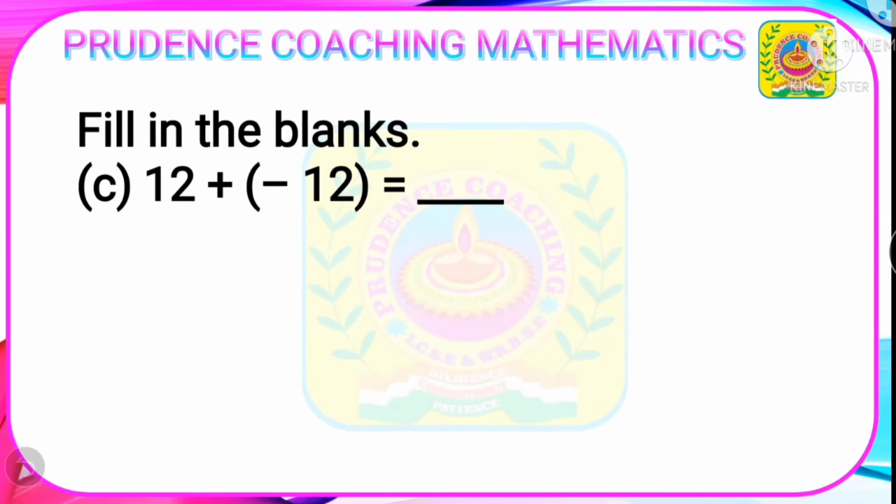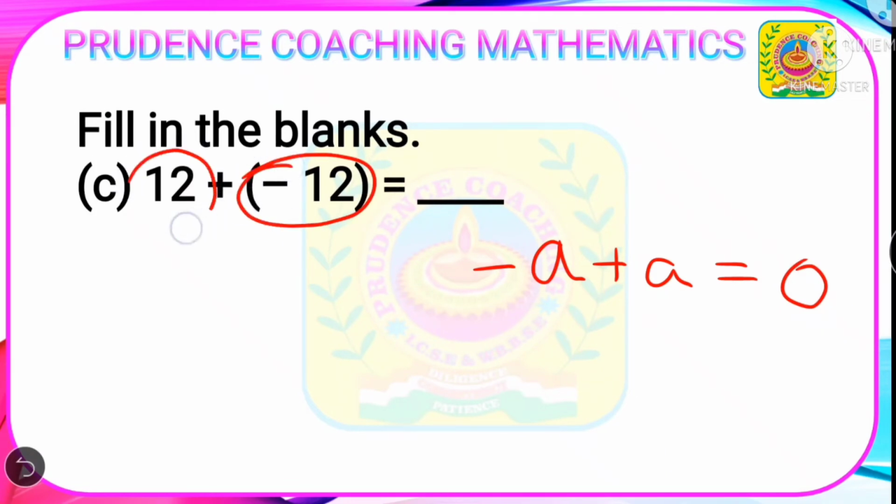So here, as you can see, we have been given 12 plus within the bracket minus 12. I think now it is clear to you that minus A plus A will give you 0. So here, as you can see, we have minus 12 and here we have a positive 12 which are added together. So here the answer will be 0.